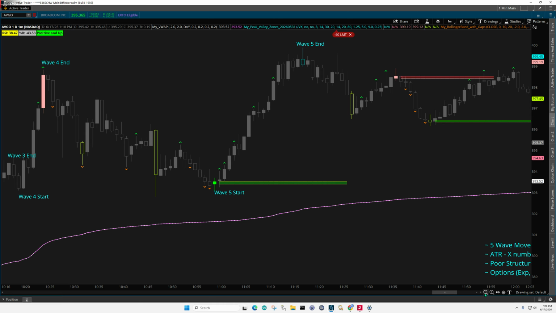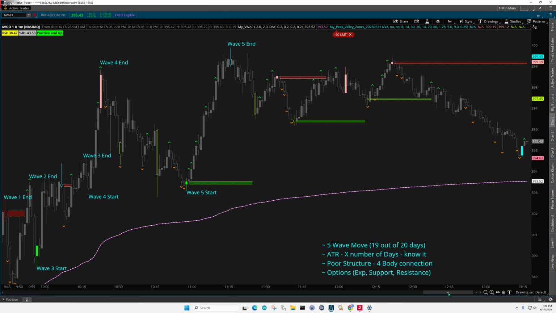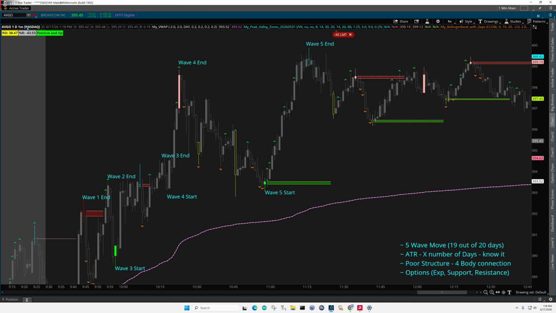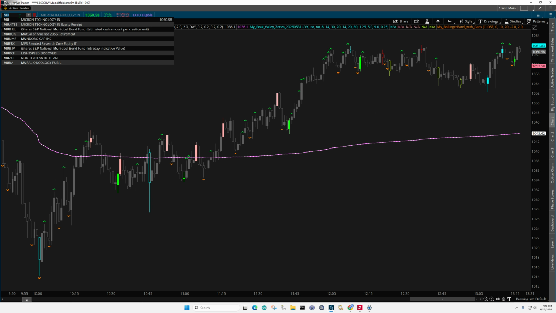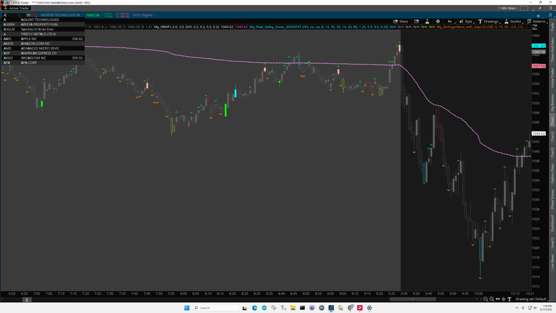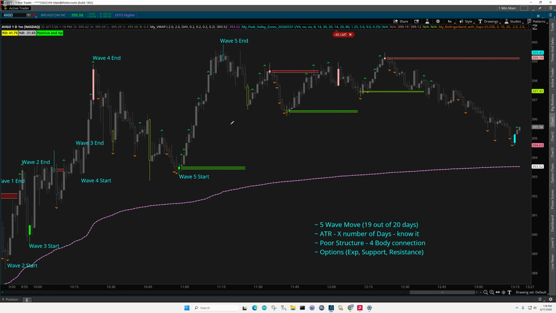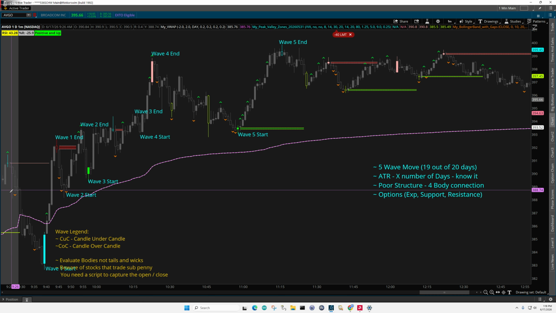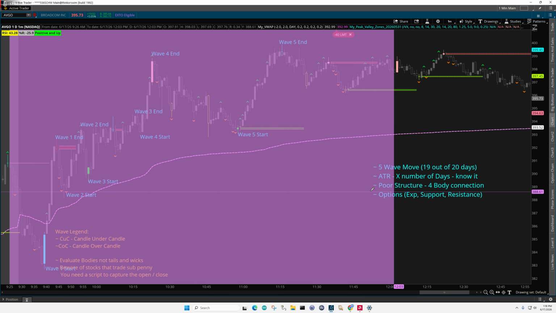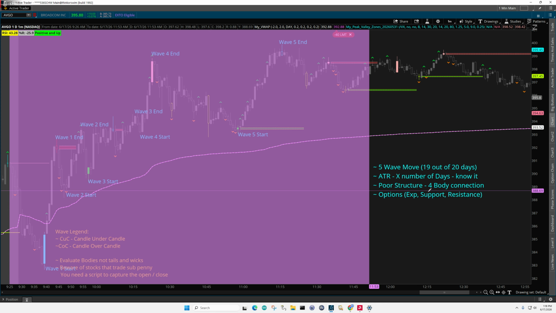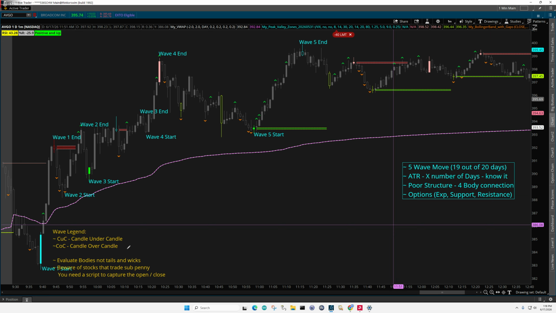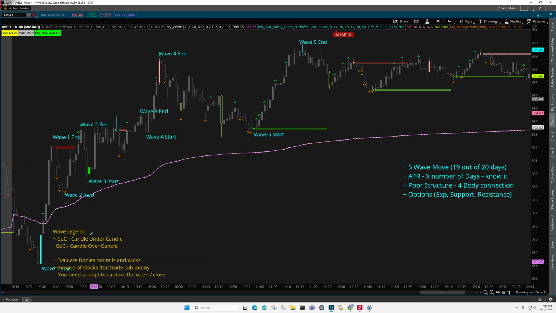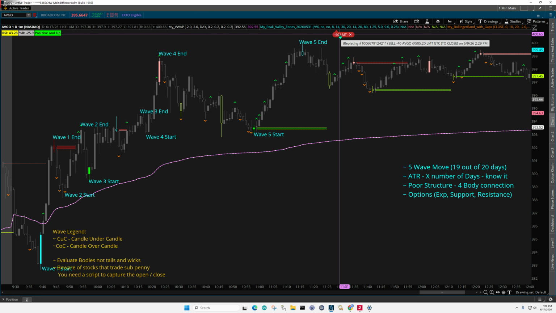So let's zoom out. Let me just switch tickers real quick to reset the scaling. Okay. So there's all of our waves, wave 1, 2, 3, 4, and 5.